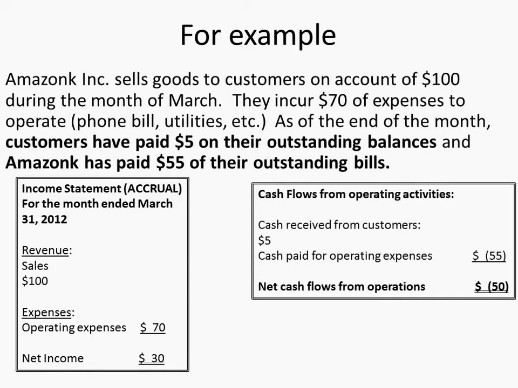On cash, in the cash flows from operating activities, this is all a little messed up. You have cash received from customers of $5, and you have cash paid for operating expenses of $55, showing net cash flows from operations of negative $50. So this is an accrual basis income statement. This is the corresponding statement of cash flows in the operating section.